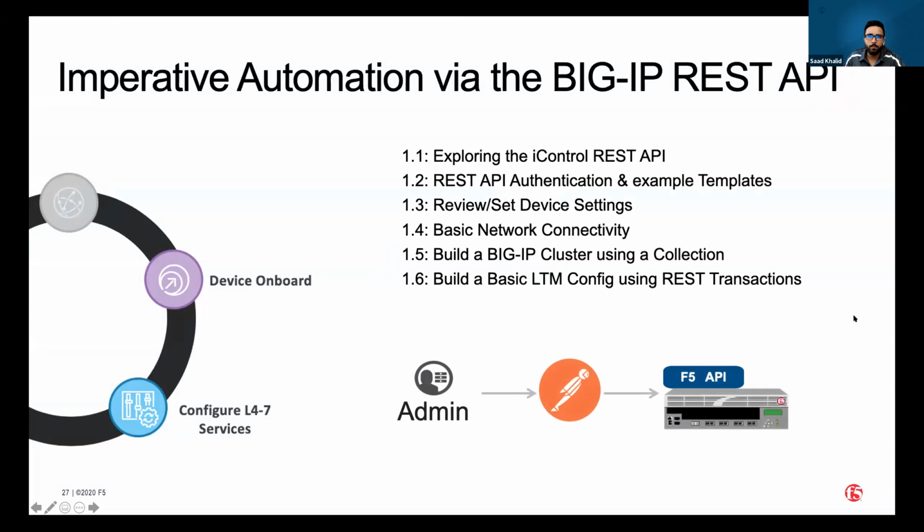So this first lab will explore the iControl REST API, and you guys will basically build a basic BIG-IP LTM config using Postman. And all of this is going to be imperative automation, and you'll begin to see and get familiar with the REST API and how to interact with the BIG-IP. But then towards the end, you'll probably see the pros and cons of imperative automation, and then we'll dive into the declarative automation interface.